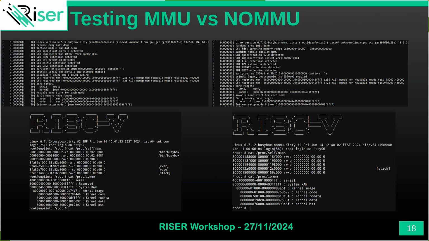And here you can see the whole thing running. On the left side, you see MMU. You notice the virtual addresses on the bottom, like 3FA, blah, blah. These are high virtual addresses. On the right side, you'll see that all of them are 800. They're all physical addresses. You'll also see in the kernel log that on the left side, at some point it says disable 4-level and 5-level paging. It means it uses paging. It uses 3-level paging. On the right side, there is no such thing because it doesn't use virtual memory.